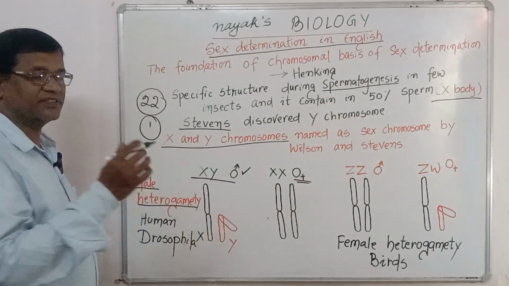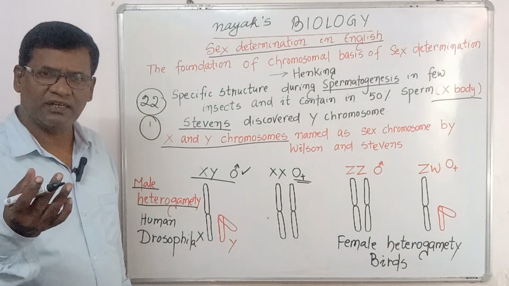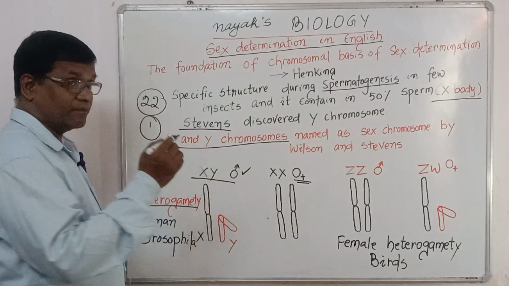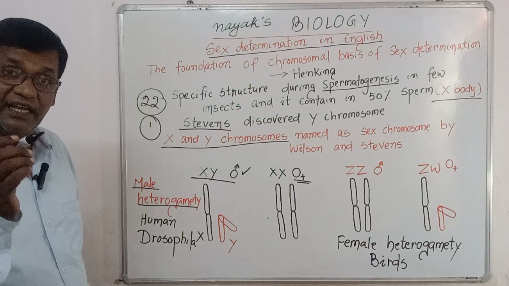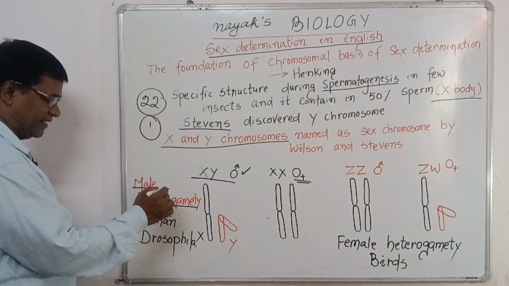If you see the father's sperm, it produces two types of sperm. Sperm means gamete, you know very well. Two types of sperm: one is X type, another is Y type. Because they produce two different types of sperm, they are called XY.